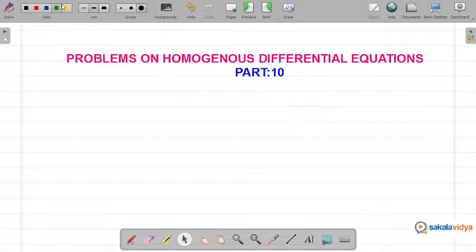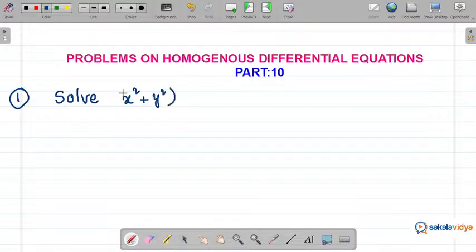Question number 1: solve (x square plus y square) dx is equal to 2xy dy.